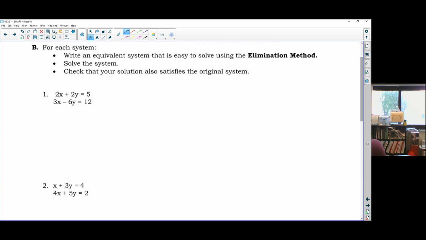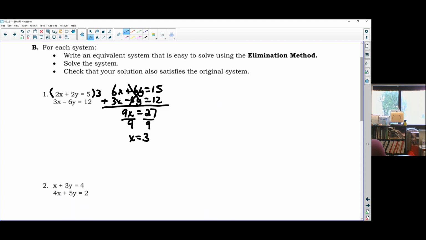is change one of the, well, 2 can't go into 3 evenly, but 2 can go into negative 6 evenly. So if I multiply this whole thing by 3, I get 6x plus 6y equals 15. I'm going to recopy the second one because I'm going to eliminate the y by adding. I have opposite signs here. That's what we want. Same number, but opposite sign. So the y's become 0, and I'm left with 9x equals 27, because the y's are gone. All right, if I divide by 9, x is 3.